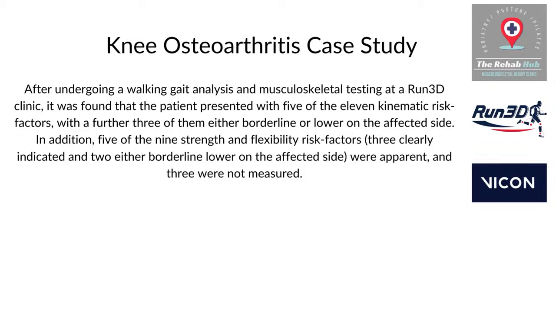And essentially what was shown was, out of those risk factors that I've just shown you, this particular patient had 5 of the 11 risk factors for knee osteoarthritis. And a further 3 of them were either up on that borderline of the affected side. It was just to show how accurate this system is. In addition, 5 of the 9 MSK assessments, the strength and flexibility risk factors, indicated that they were lower on the affected side, and the other one was borderline.